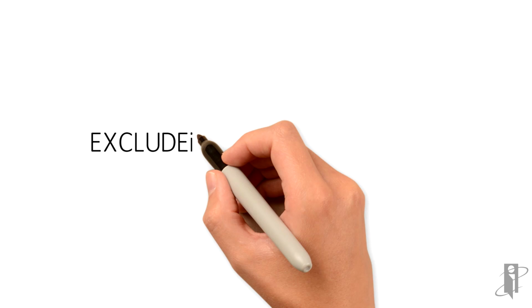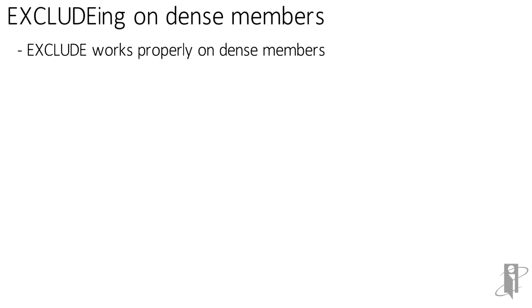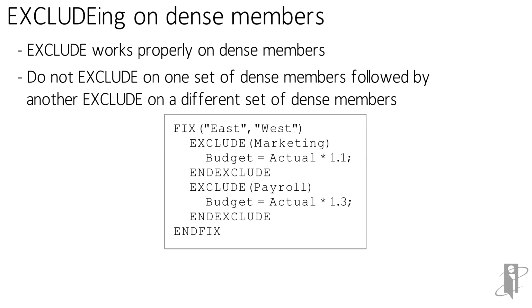Now you could use exclude on dense dimensions, and it's fine to do so. That said, I wouldn't do an exclude on a dense member and then do a different exclude later in the calc script on another dense member. But despite what you may read online, you can exclude on dense members. In my example here, I don't want to pull every block into memory. I want to pull in the east blocks and the west blocks. So I say fix on east and west.